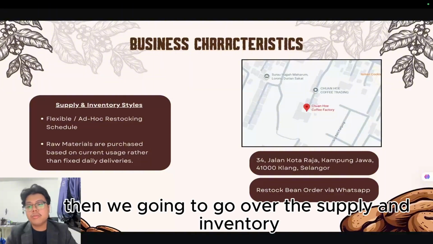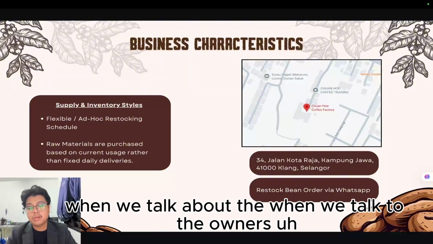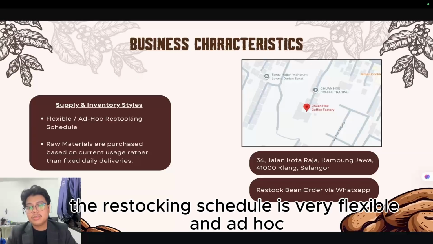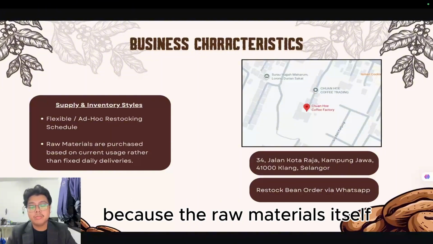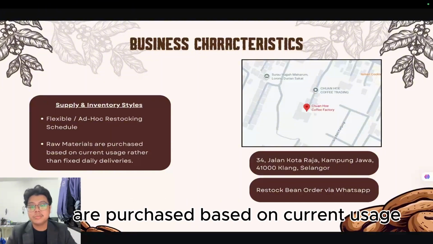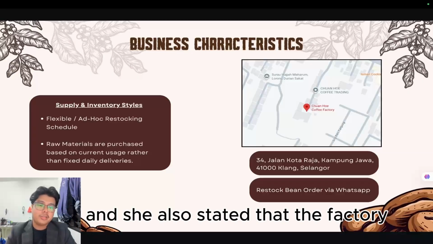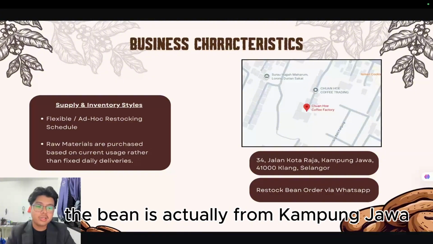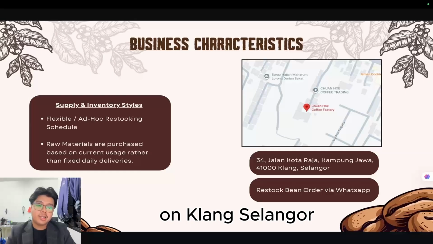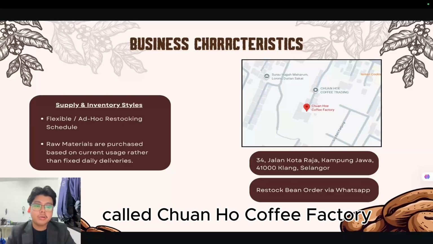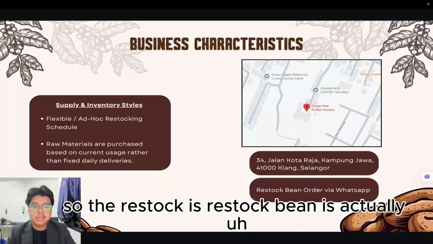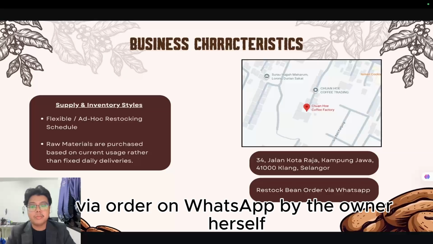Then we're going to go over the supply and inventory styles. When we talked to the owner, she said the restocking schedule is very flexible and ad hoc because the raw materials are purchased based on current usage rather than fixed daily deliveries. She also stated that the factory she gets the beans from is in Kampung Jawa, Klang, Selangor, called Chuan Ho Coffee Factory. The bean restock is via order on WhatsApp by the owner herself.